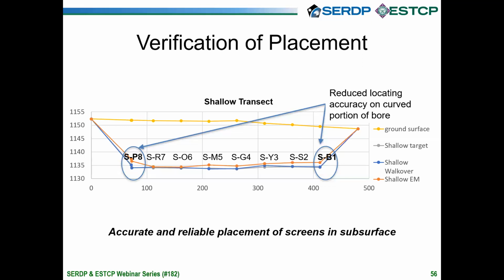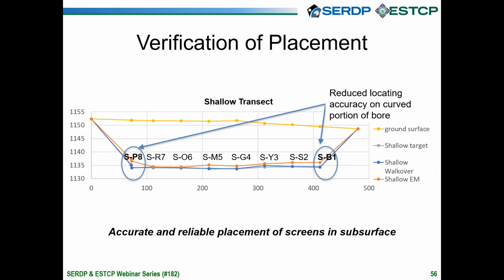So here are the data I mentioned on the previous slide. The yellow series is the ground surface elevation. The gray series is the target elevation, so that's where we wanted to put the hole or the screen. The blue series is the transponder elevation that's available during drilling. And the orange series is the elevation data from the geophysical testing completed after the well was installed.